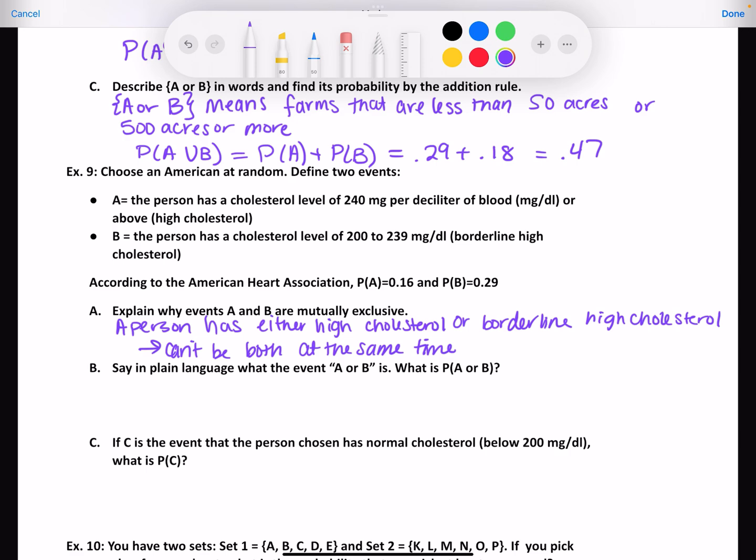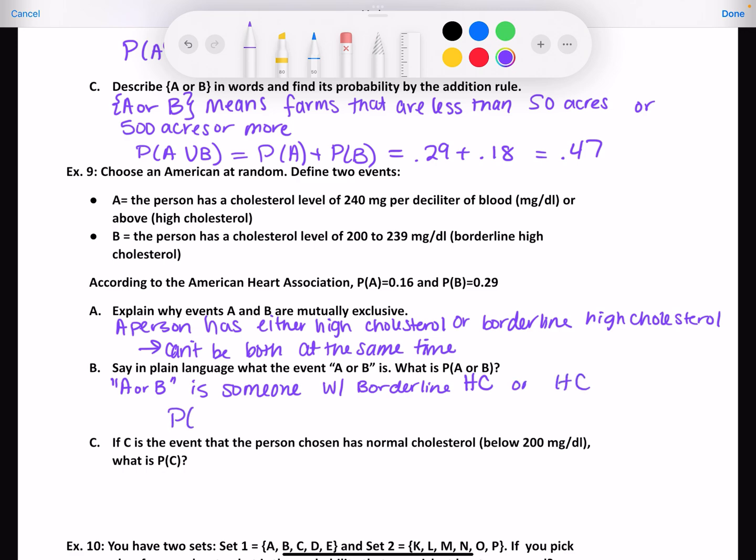Say in plain language what the event A or B is and what is the probability of A or B. Just verbally tell me what A or B means in the context of this problem. A is high cholesterol, B is borderline high, a cholesterol level of 200 to 400. So A or B is someone with borderline high cholesterol or high cholesterol.